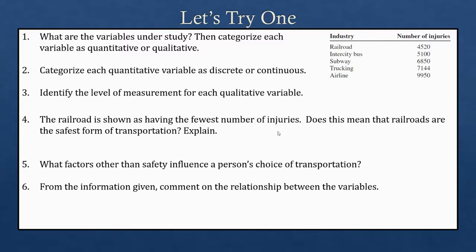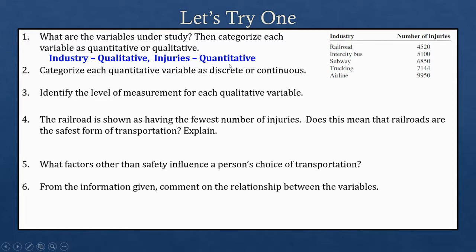In this case, there's actually two variables that we're studying. The first one would be industry. So what transportation industry am I looking at? And then the other one would be my number of injuries. If we're classifying each one of these, industry is just a category, so in this case our industry will be qualitative. But the number of injuries that are occurring, naturally that's a number. And it's not like the zip code. This is a real legit number, so this is a quantitative variable.